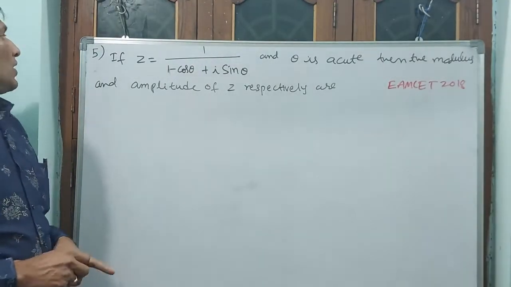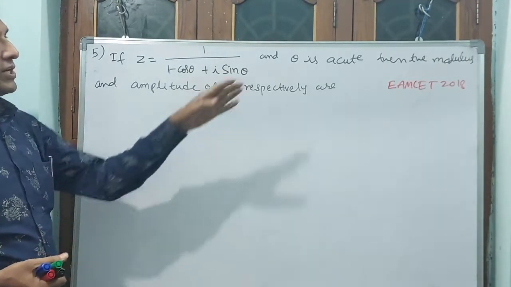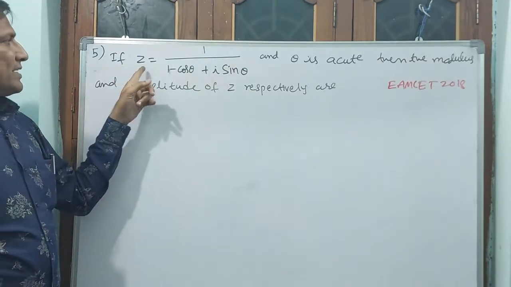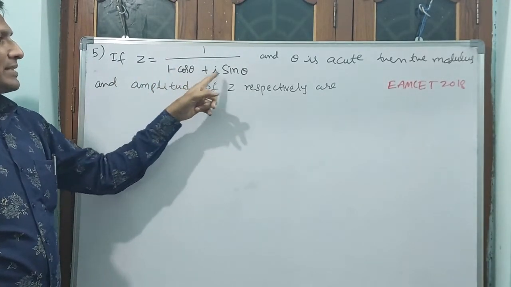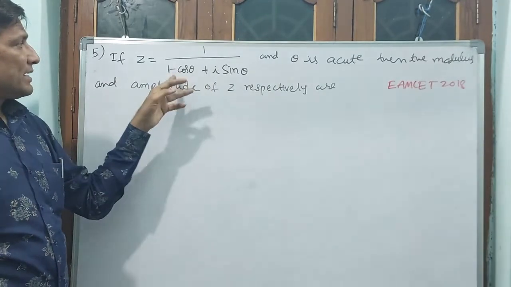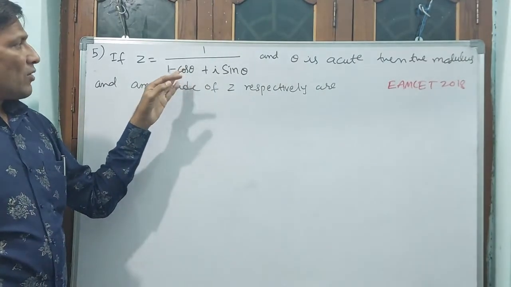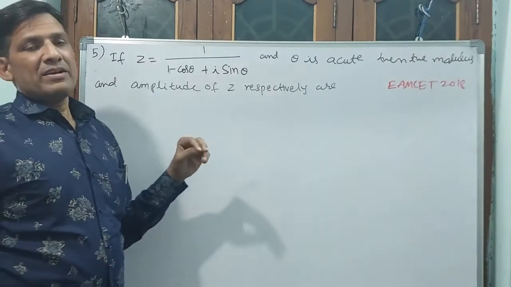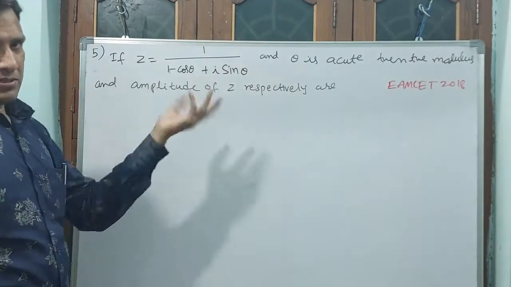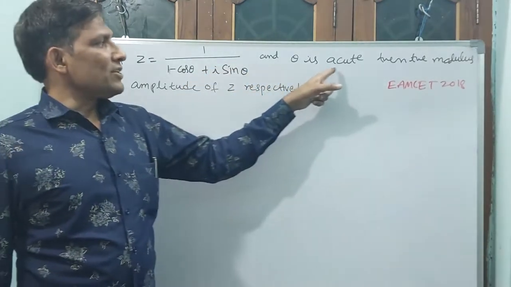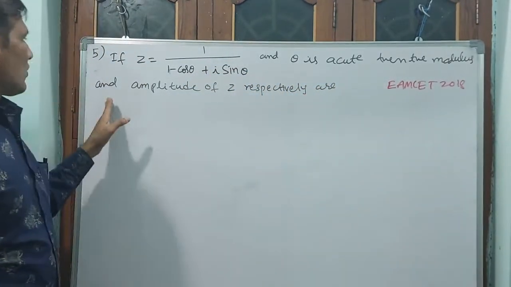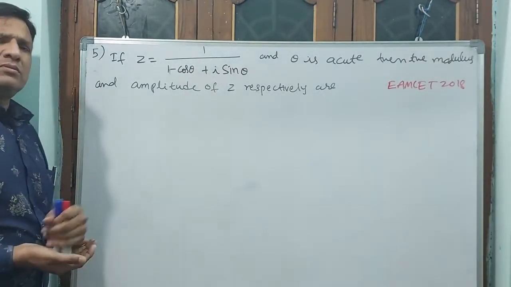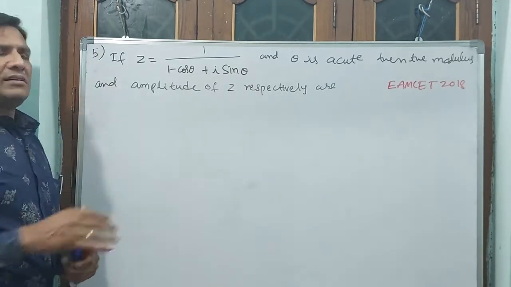See, question number 5. This question was asked in EAMCET 2018. If complex number Z is equal to 1 by 1 minus cos theta plus I sin theta, like the last question only, but there 1 plus cos theta was there. Now it has become 1 minus cos theta. It will be a little bit different. Let us see. I have taken all models to get experience. If theta is acute, then the modulus and amplitude. Here not only modulus, they are asking amplitude also. What is amplitude? Theta, that's all.